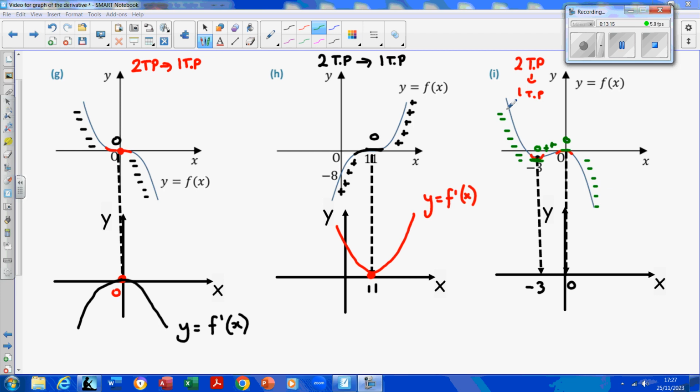So it's below the x-axis, so it comes up and it does that. It gets to the 0, but then it goes up into the positive, so it goes above the x-axis. But it's got to turn and come back to 0, so it comes up and it turns. And then after that, it's got to be negative, so it's down below. So we've got y is equal to f dash x.